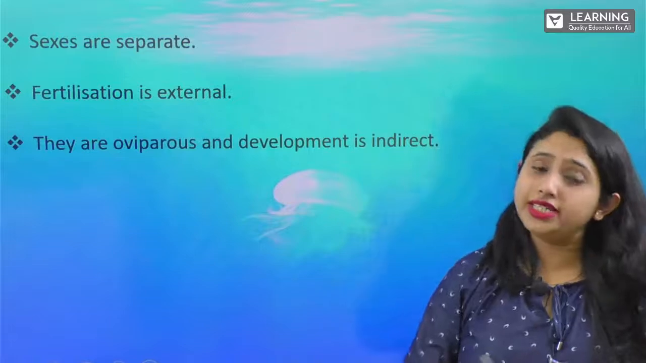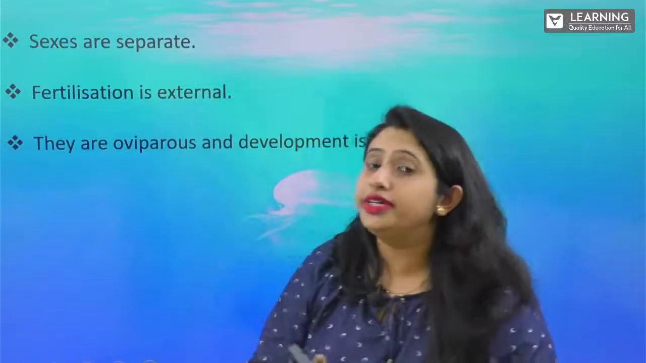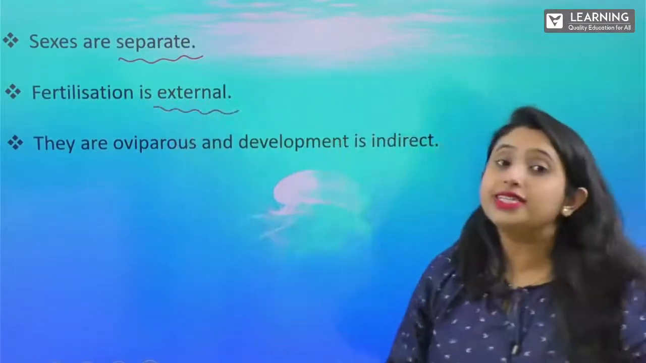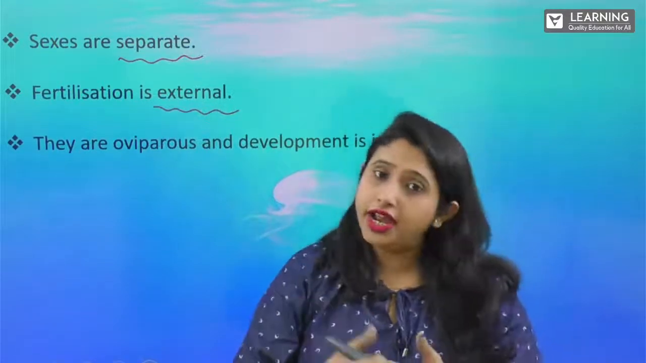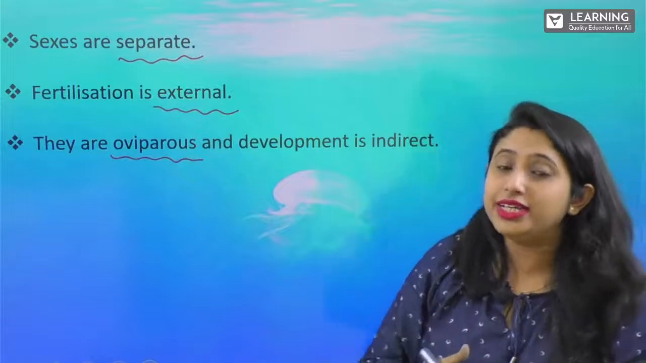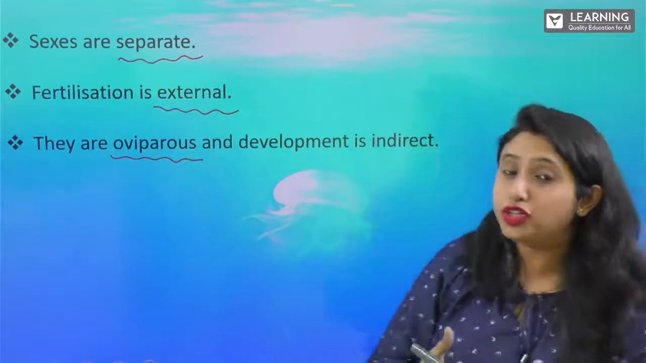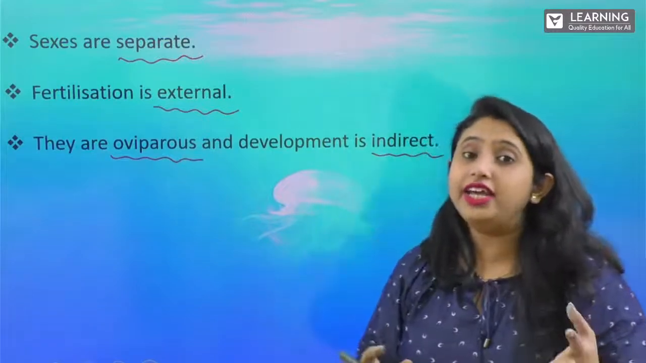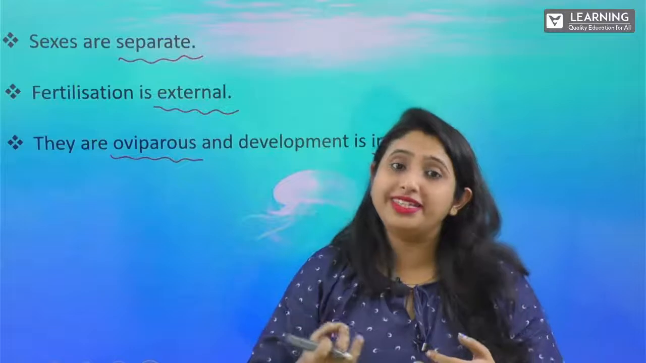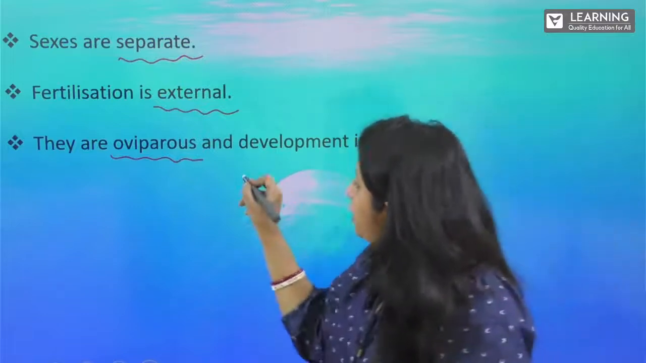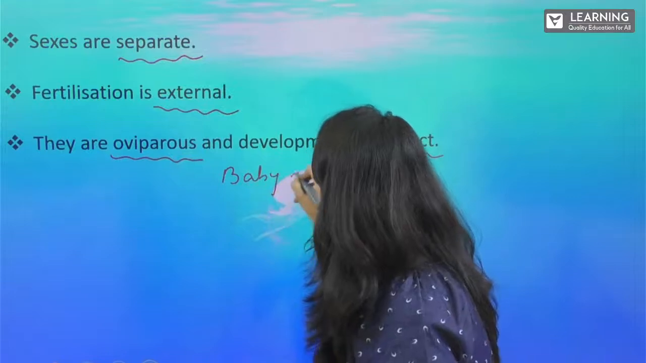Yes. Now, how does fertilization take place in frogs? Are they viviparous or oviparous? Sexes are separate. Yes, we can easily identify the male and female frogs. And fertilization is external. That is, they produce eggs outside the body, in the water. So it is oviparous, right? Eggs are produced outside the body, and development is indirect. Now, what do you mean by direct and indirect? Indirect means the small babies will not be exactly similar to the parent, okay? They will undergo metamorphosis. Their babies are called tadpoles.